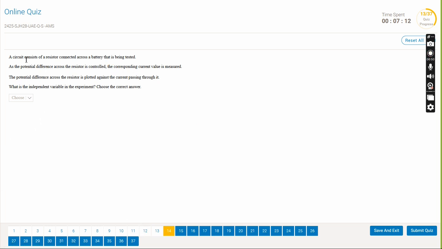So here, a circuit consists of a resistor connected across a battery that's being tested. As the potential difference across the resistor is controlled, the corresponding current value is measured. So as the potential difference is being controlled by you, what are we seeing the effect on? The corresponding current value is measured, right? So the potential difference across the resistor is plotted against the current passing through it. So the independent value is going to be your current.